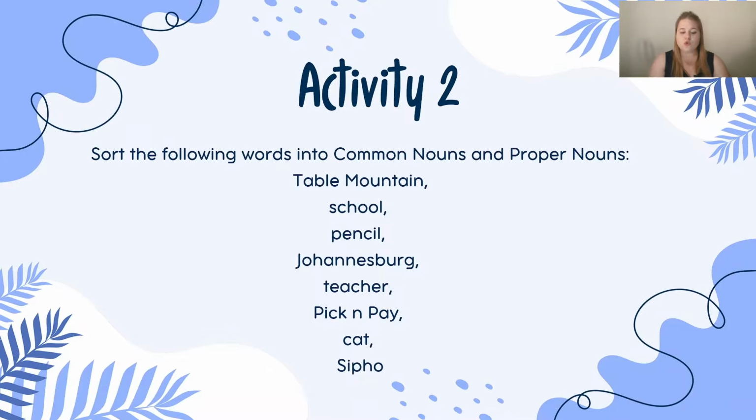Okay, sort the following words into common nouns and proper nouns. I would like you to pause the video at this stage and do this on your own. See if you can pick out. How many do we have here? We have 8 here. So this is going to be a possible 8 marks. Pause the video, write them down, and let's mark together and see how many you got correct.